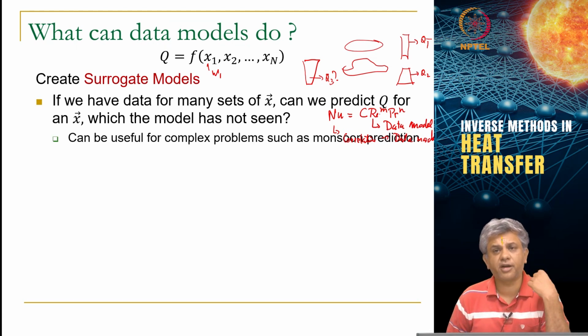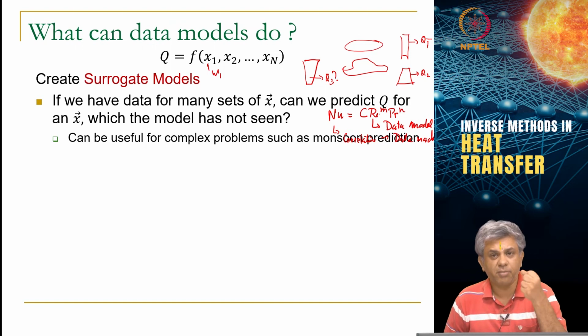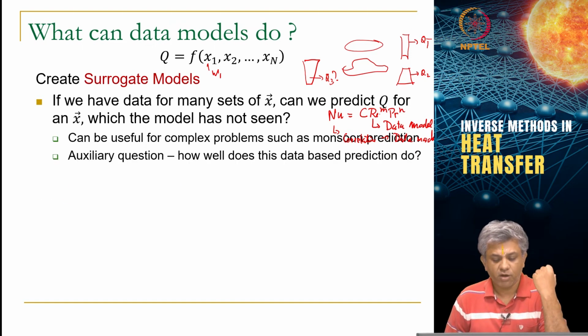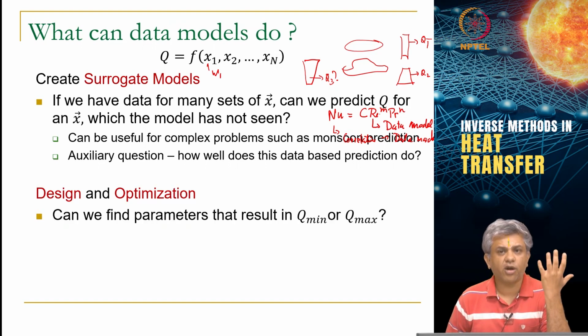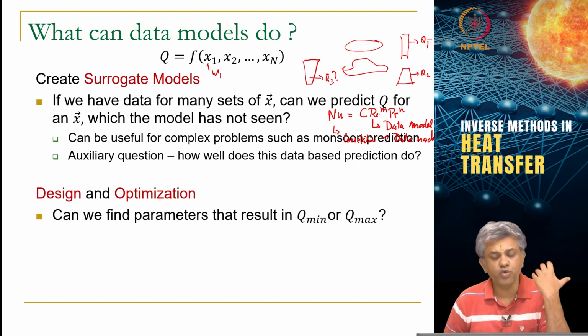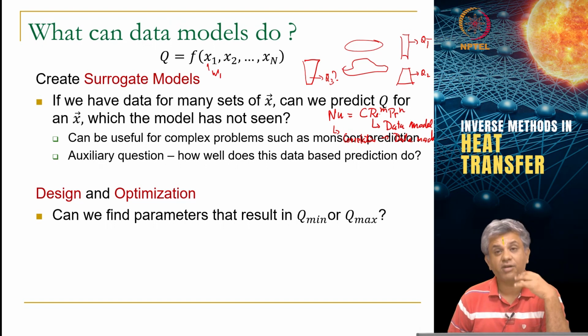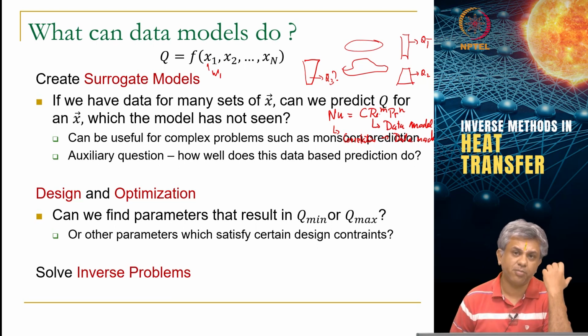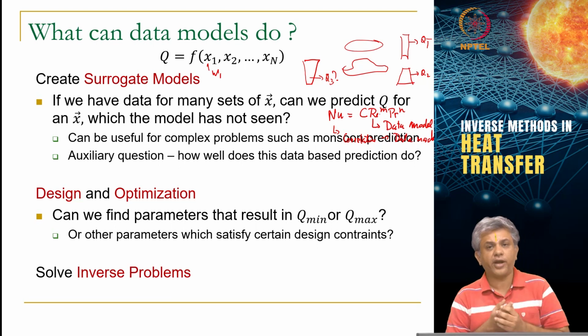So, when you want to predict monsoons, when you want to predict weather, such kind of models, in fact, we make data models based on ODEs, some mix of physics and some mix of data. Design and optimization, once again: can you use these parameters to find the minimum heat transfer configuration or a maximum heat transfer configuration? All these are problems where people use surrogate models. It is used quite often in the industry.